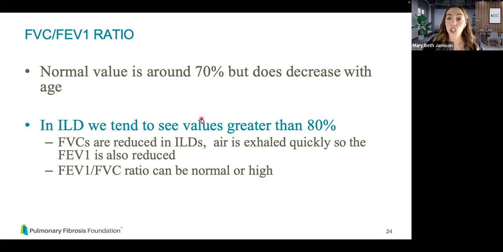When we're looking at that ratio, so that number that we're deriving from the FVC and the FEV1, normal values are around 70%, but it does tend to decrease naturally with age a little bit. However, in ILDs, we tend to see values that are greater than 80%. That's because that FVC is smaller, because the lungs are a little bit smaller and tighter, but the air is exhaled quickly because you've got a lot of pressure kind of pushing it back together. So the FEV1 is also reduced. So sometimes it can be normal, but we tend to see those higher numbers, greater than 80%.